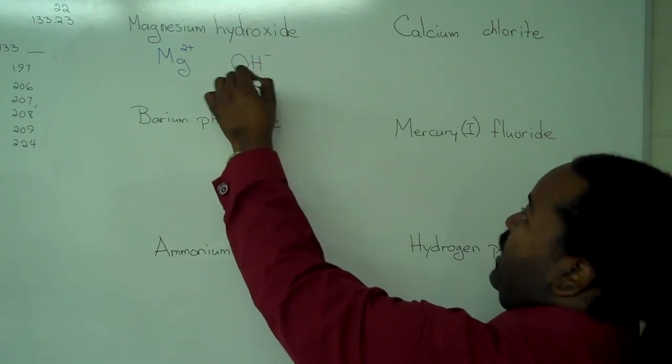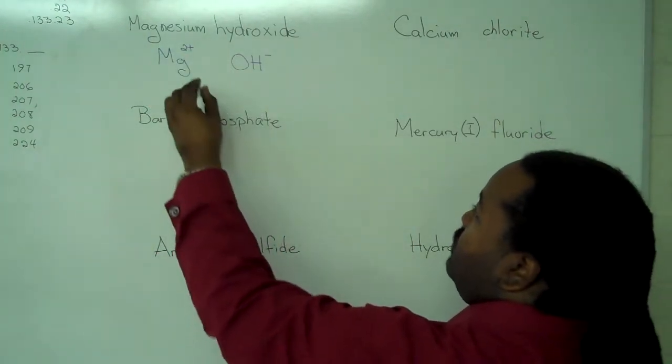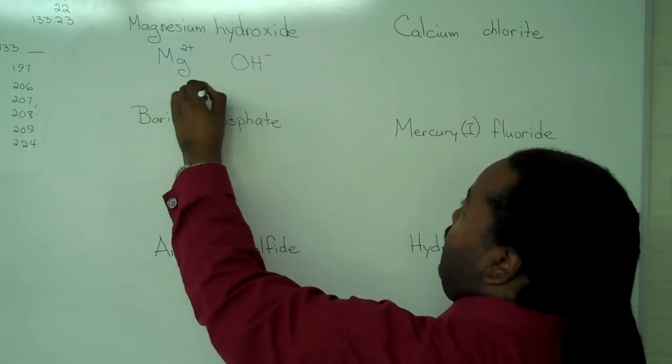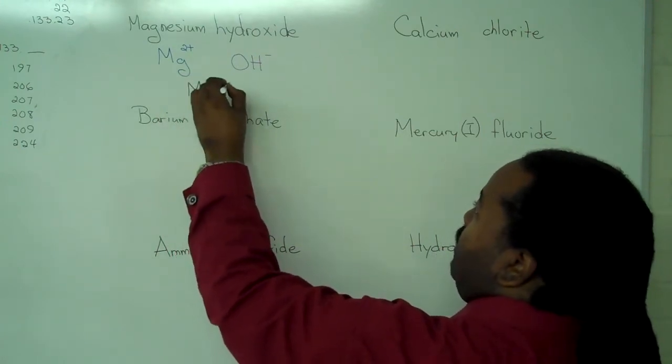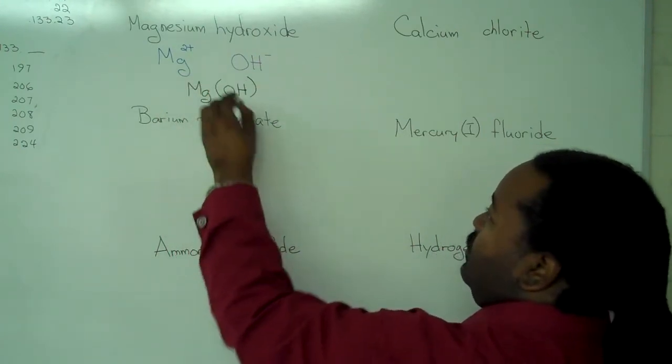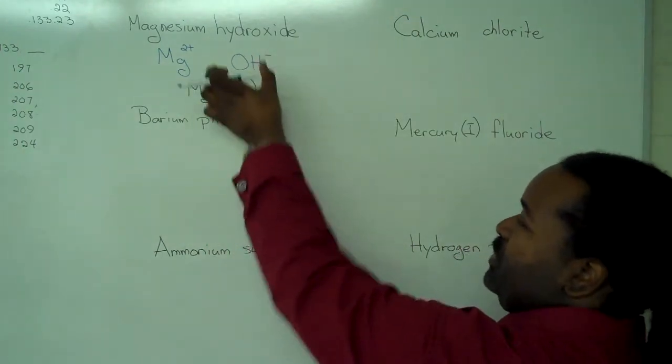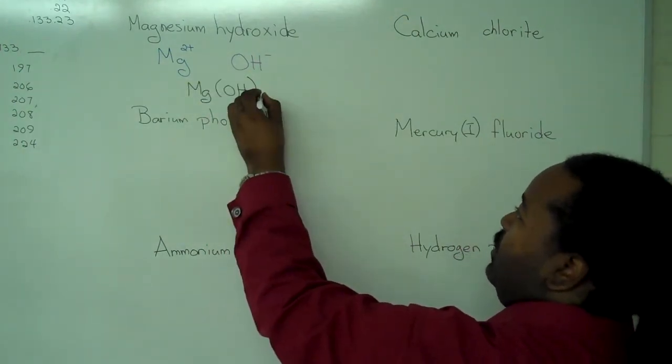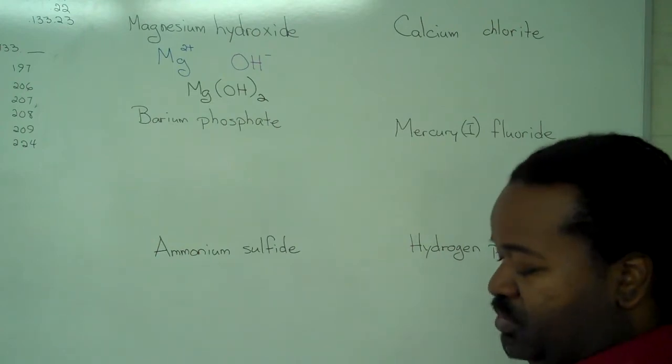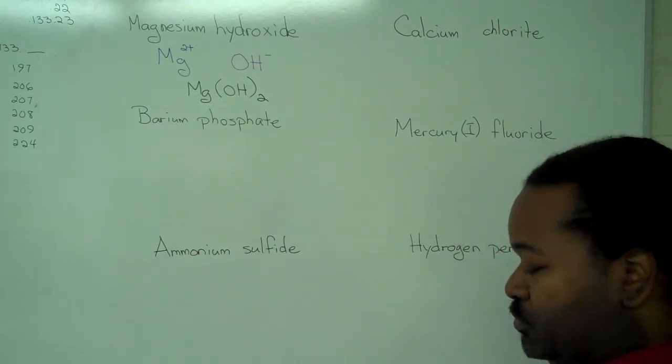And so, because we have a -1 charge versus a +2 charge, we will need only one copy of the magnesium ion, and we'll need 2 copies of hydroxide. This is achieved by placing parentheses around the entire polyatomic ion and applying the subscript outside of the parentheses.